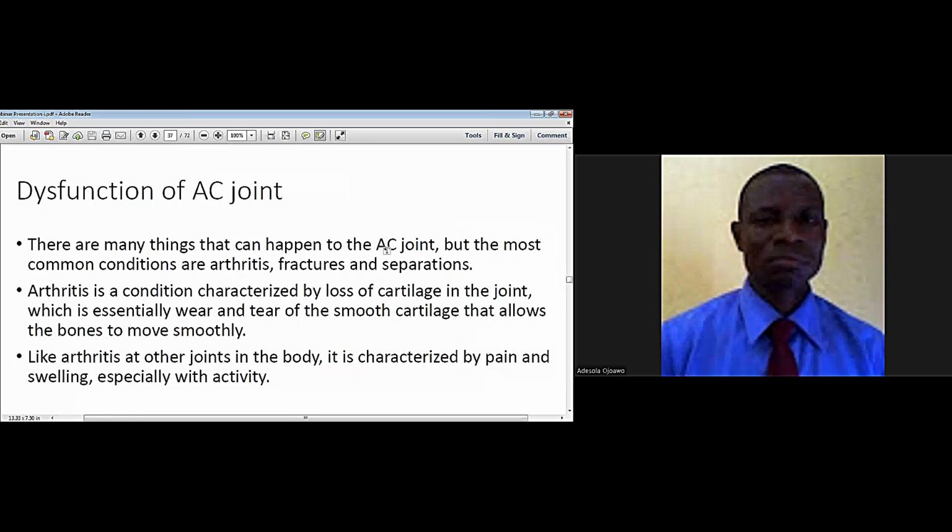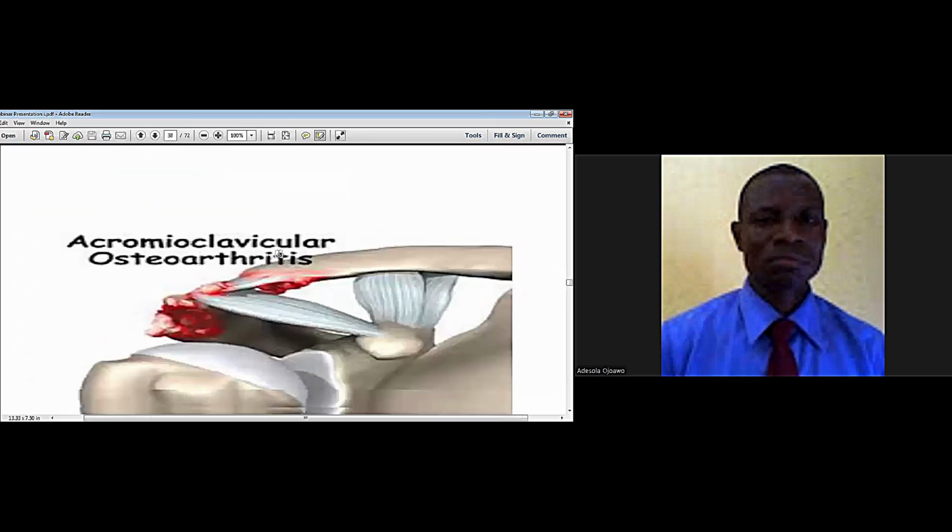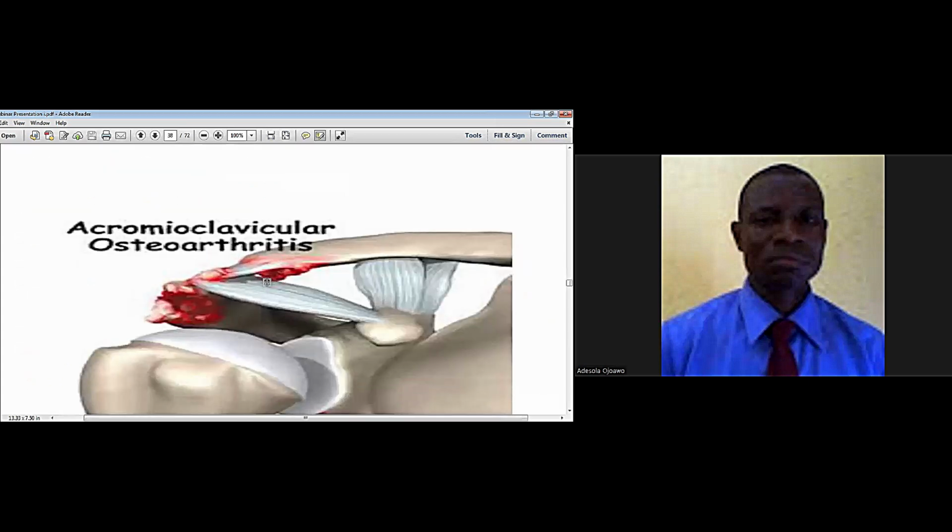Dysfunction. There are many things that can happen to the acromioclavicular joint. One of them, I think I have a picture here. You can see it. This is acromioclavicular osteoarthritis. So the head of the bone is inflamed, and the acromion, and you can imagine what this could produce.